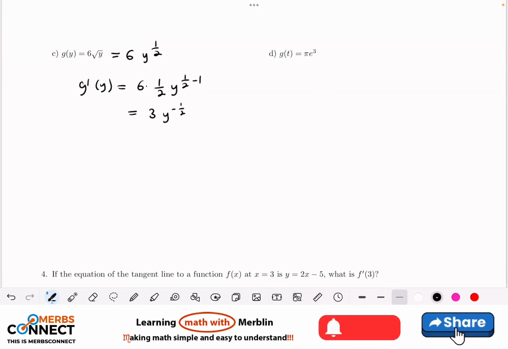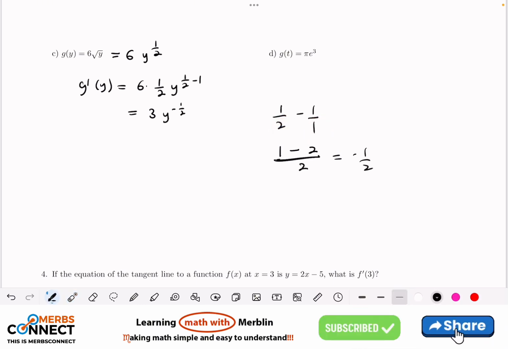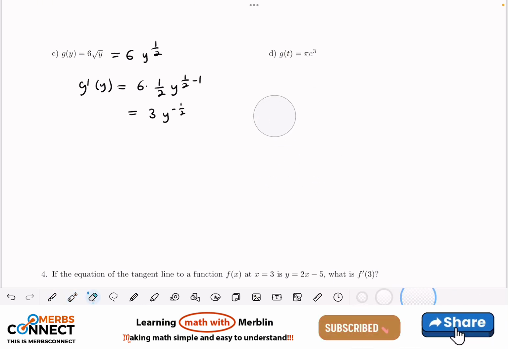And I'll show you my trick for doing fractions. 1 divided by 2 minus 1. This is the same as divided by what? 1. So 1 times, you write this division line here. Then 1 times 1, you put it here. Minus 2 times 1, you put it here. Divided by this 2 times 1 here. And then you get something like this. So this is negative 1 over 2, which we had right there. So this will be the derivative.